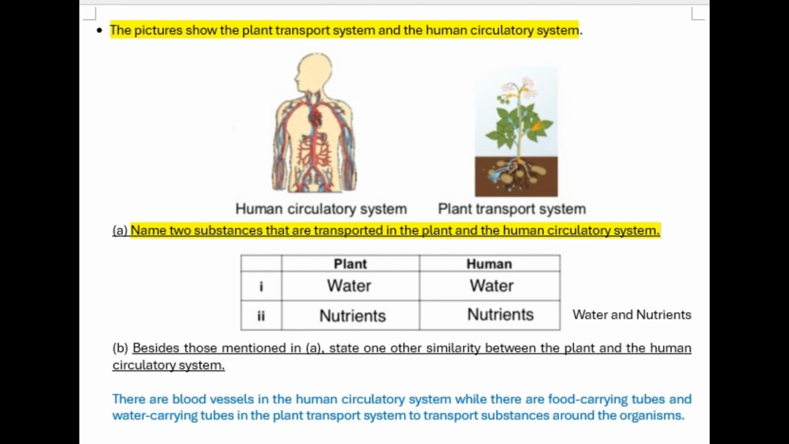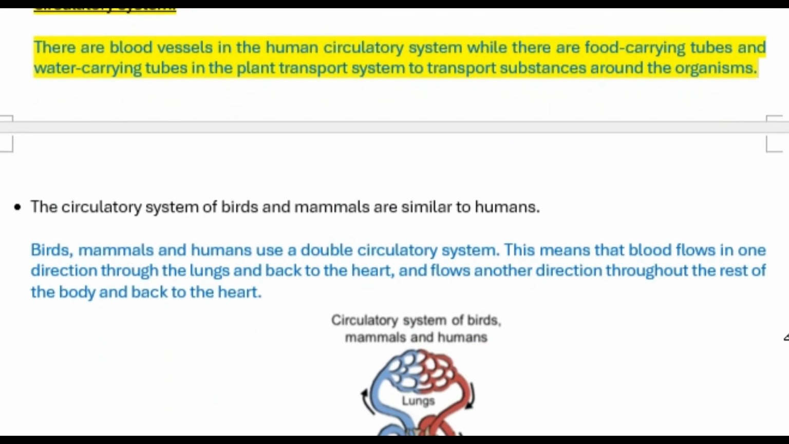Name 2 substances that are transported in the plant and the human circulatory system. Water and nutrients. B. Besides those mentioned in A, state one other similarity between the plant and the human circulatory system. There are blood vessels in the human circulatory system, while there are food-carrying tubes and water-carrying tubes in the plant transport system to transport substances around the organisms.